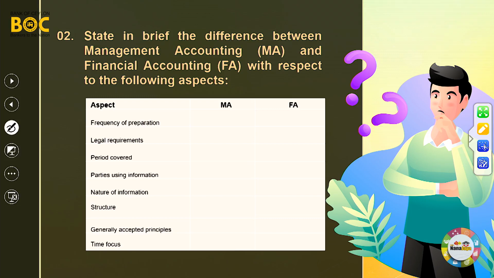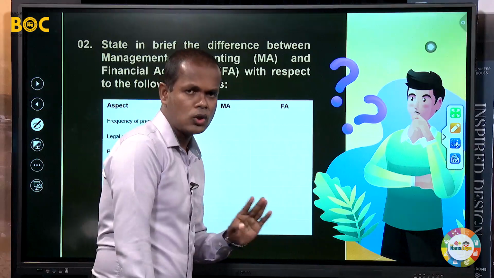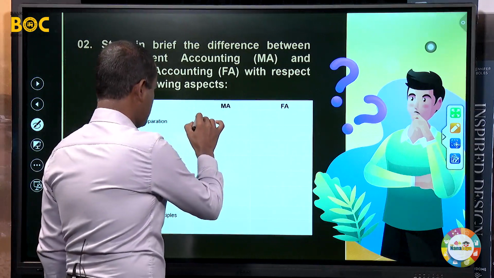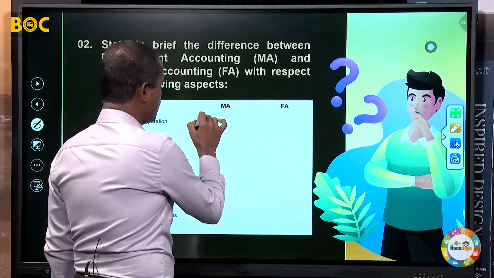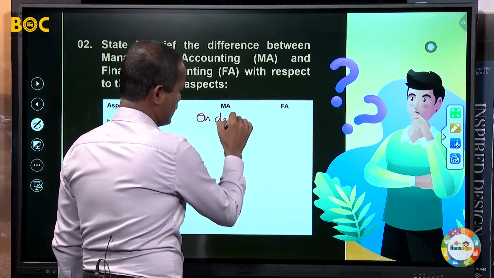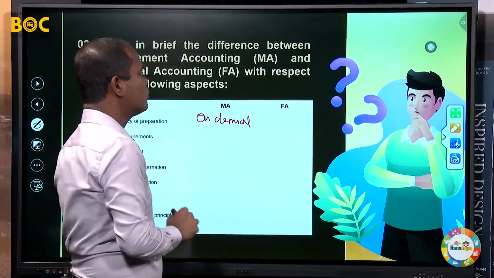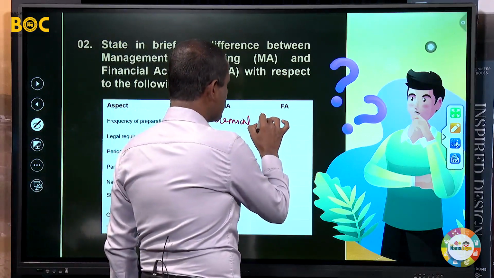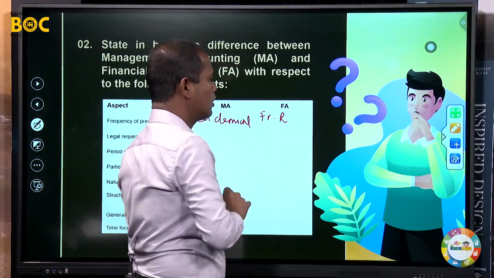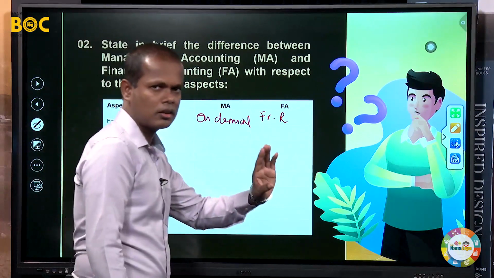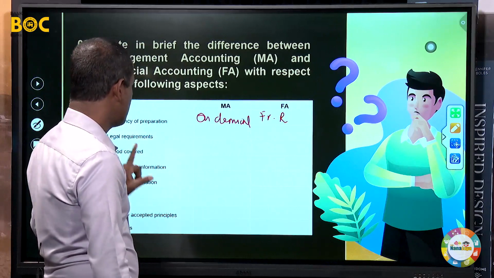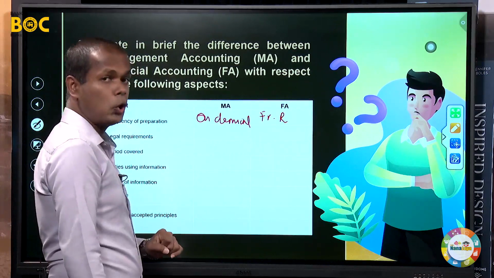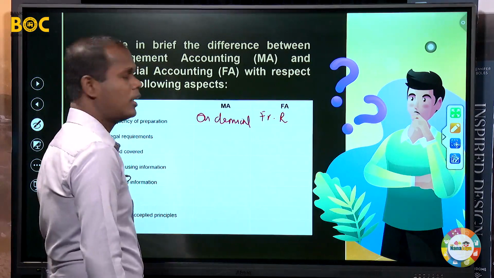The frequency of preparation. If you take management accounting, there is no frequent reporting, or you prepare them on demand, on request. But in financial accounting you have frequent reporting. Frequently you report them.